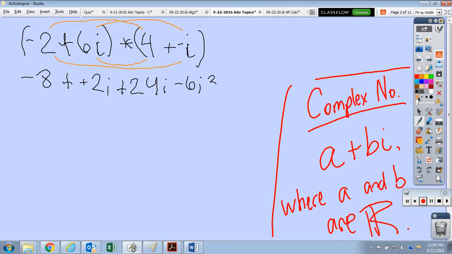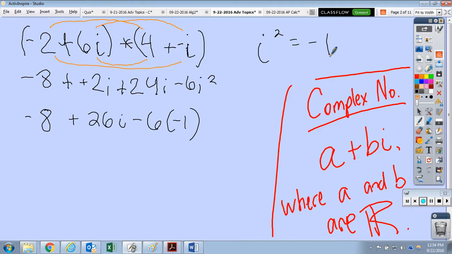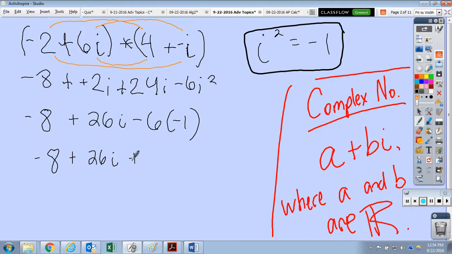So even though you think you may know how to do these, if you're not careful, you can get it wrong. You've got to be careful with math. If we continue forward, I'd have negative 8 plus 26i minus 6 times negative 1, because i squared is negative 1. So we have negative 8 plus 26i plus 6, and negative 8 plus 6 is negative 2. So negative 2 plus 26i.